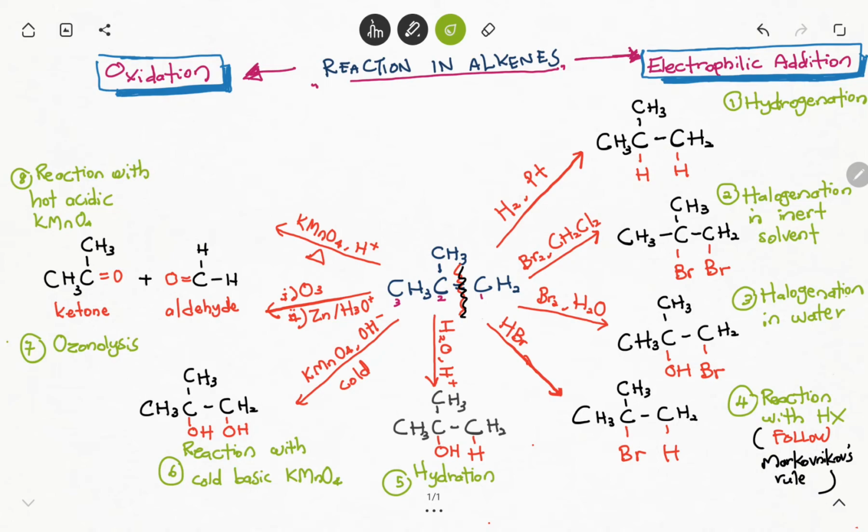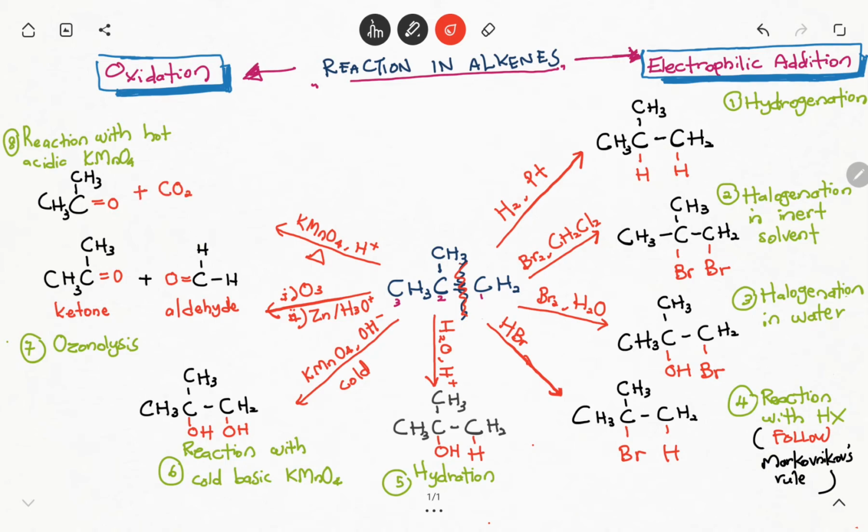Reaction number 8 is reaction with hot acidic KMnO4. The reagent is KMnO4, the medium is acidic, and the condition is hot. Like the ozonolysis reaction, reaction with hot acidic KMnO4 also makes the cleavage occur at the carbon-carbon double bond. But in this case, 3 products will be formed. The first one is ketone, the second one is carbon dioxide, and the third one is H2O.